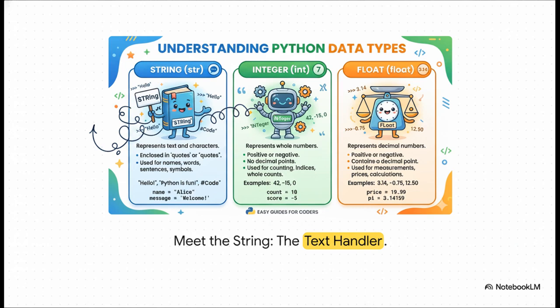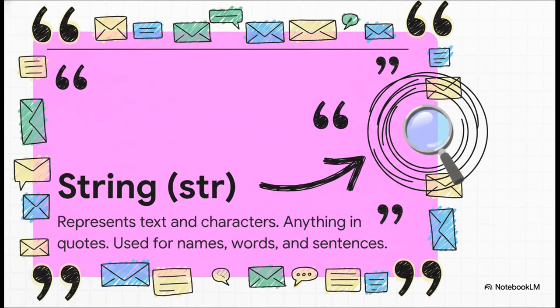So first up on our team of specialists, we have the text handler. This character here represents what's called the string data type, and its job is pretty much exactly what it sounds like. A string's job, we call it string for short, is to manage anything that's text. And the big giveaway, the thing you always have to look for, is the quotation marks. If you see something wrapped in quotes like "hello" or even "#code", boom, you're looking at a string. It's how Python remembers names, sentences, you name it.